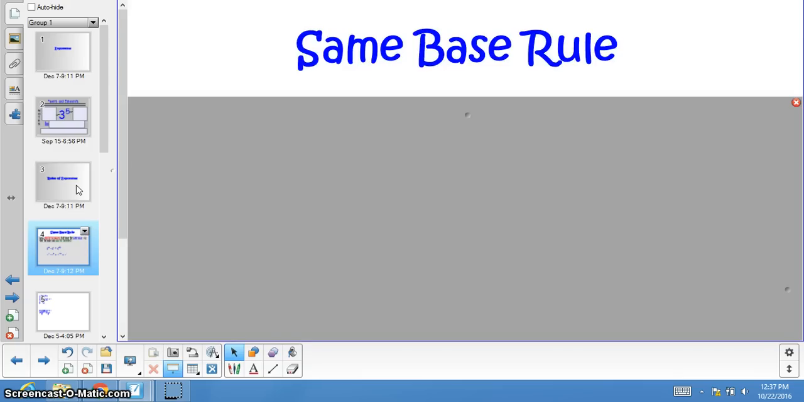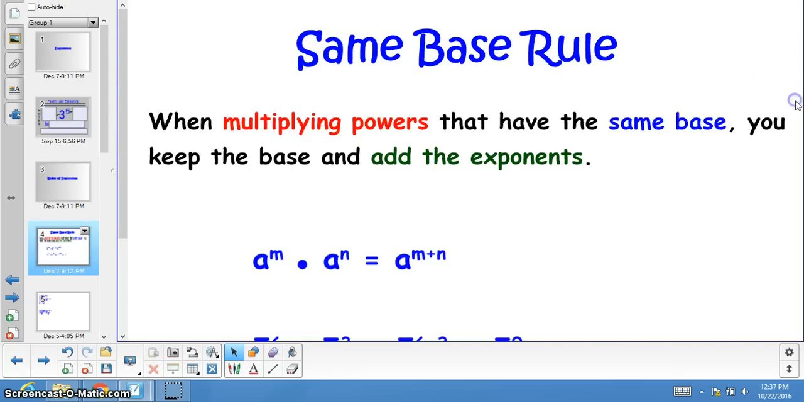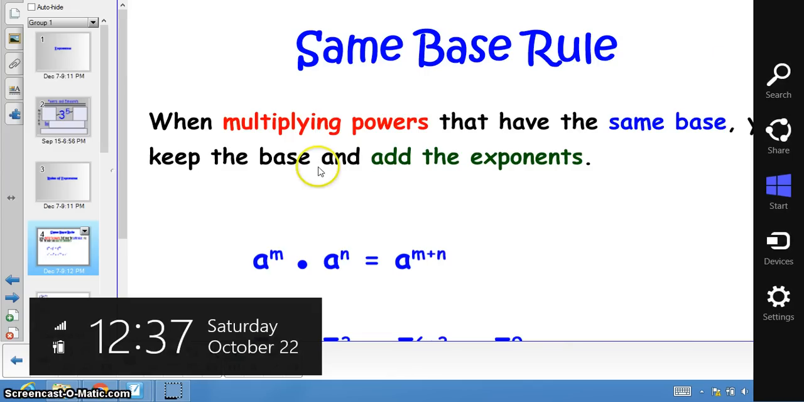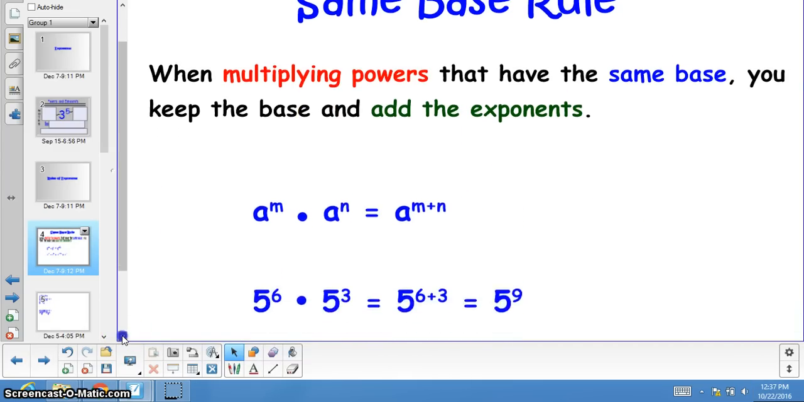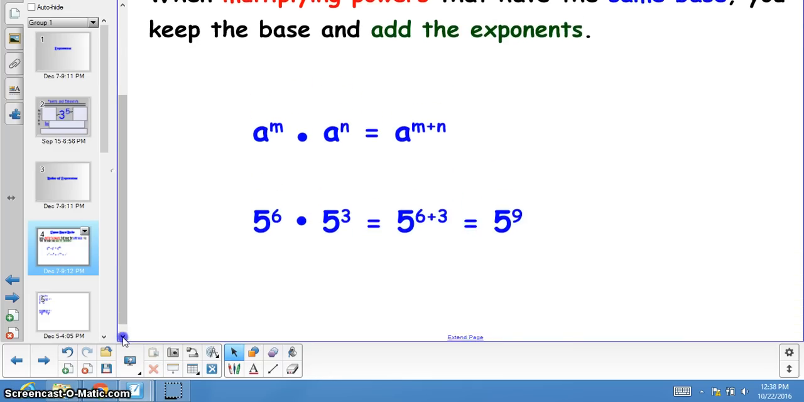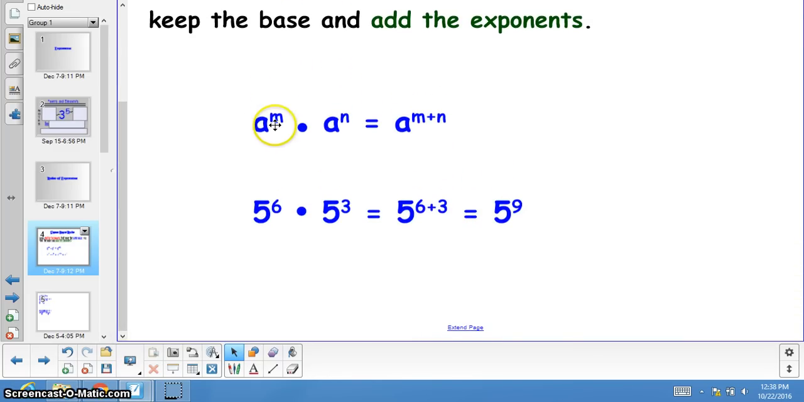Let's begin. Same base rule. Same base rule is when multiplying powers that have the same base, you keep the base and add the exponent. So here's an example. A to the m power times a to the n power equals, keep the base a, keep the base a, and add the exponents.